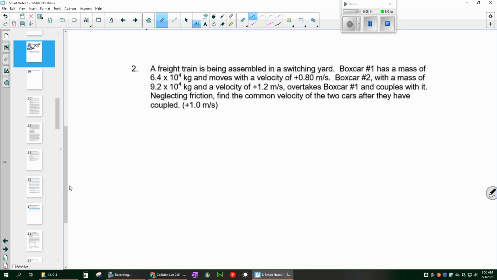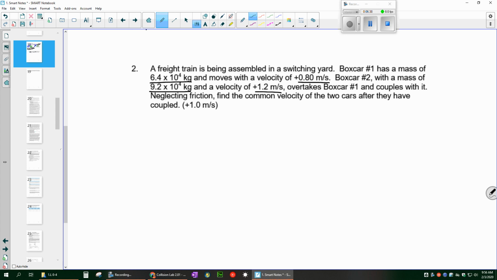Okay, a freight train is being assembled in a switching yard. Boxcar 1 has a mass of that and moves with a velocity of 0.8 meters per second. Boxcar 2 with a mass of that and a velocity of 1.2 meters per second overtakes Boxcar 1 and couples with it. So neglecting friction, find the common velocity of the two cars after they couple.